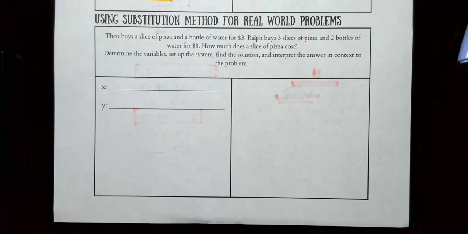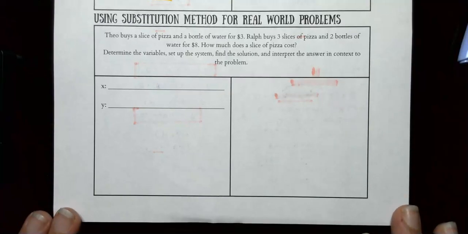But in this video we're going to focus on how we can take a word problem and write our equations, and then use the substitution method to solve it, find the solution, and then be able to interpret the solution in context to our problem. So let's look at the one that we have on our screen. This is the only one we're going to work.